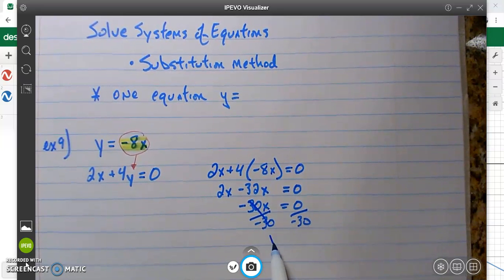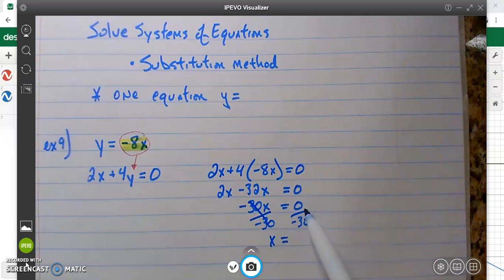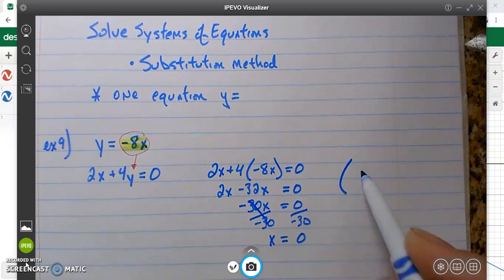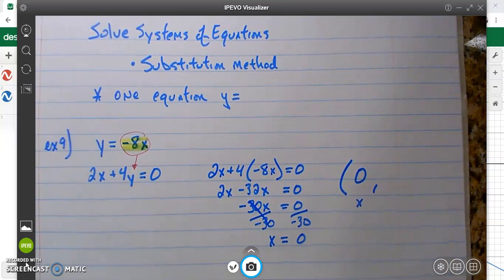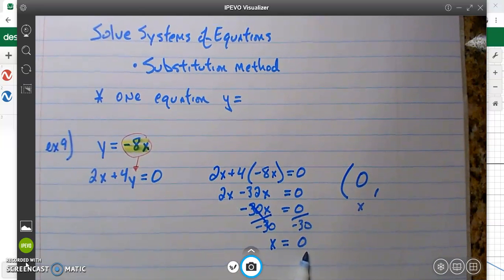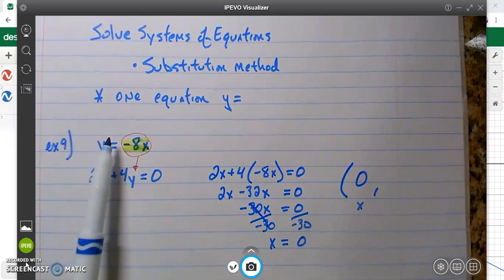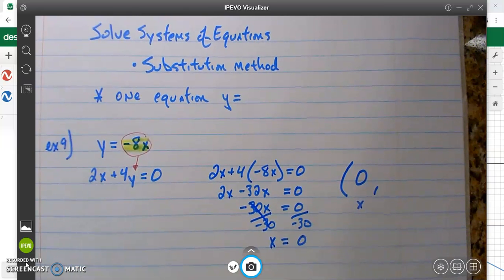And I find out that x is equal to, well, let's see, 0 divided by negative 30 is 0. So for an answer, my x value is 0. And there's nothing wrong with that. Once you know your x value, just like we did yesterday, I can take the x value and plug it into either one of these equations. Now in this case, which equation makes more sense? Probably this one, since it's already equal to y.